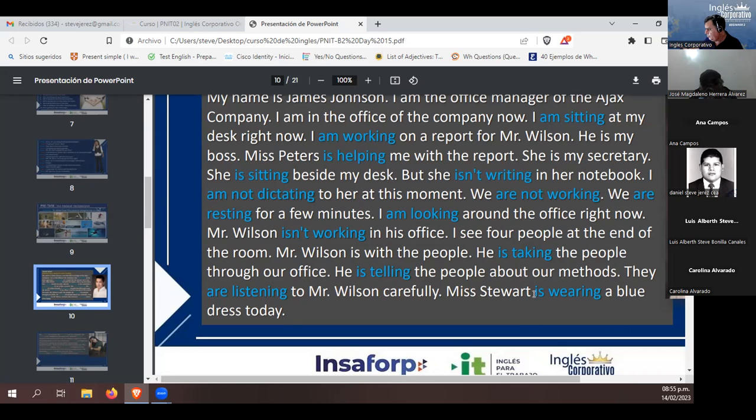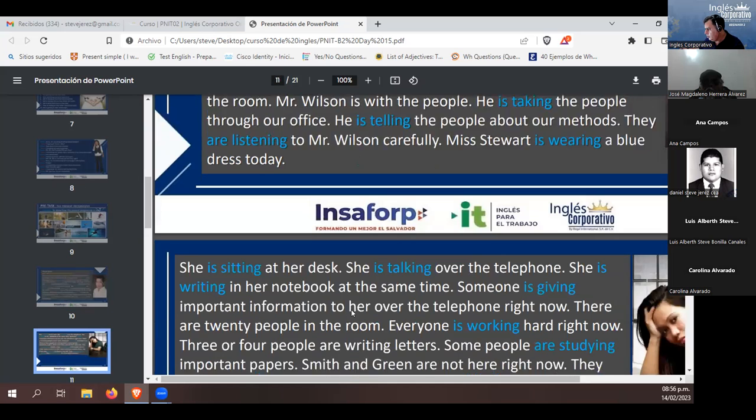About our methods. They are listening to Mr. Wilson carefully. Mrs. Stewart is wearing a blue dress today.